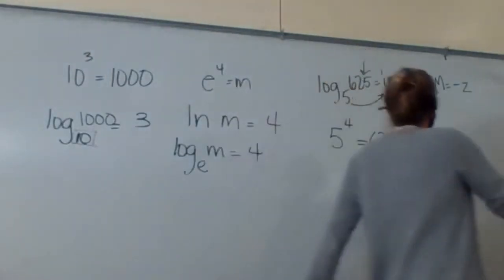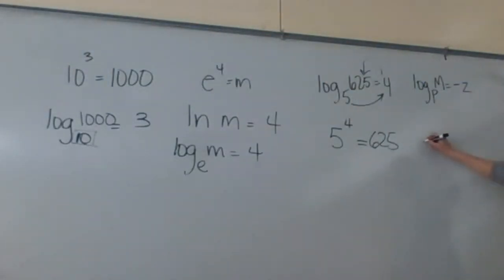Same thing over here. Start off with your base, which is a lowercase p. Raise it to this exponent, which is negative z, equals m, capital M.